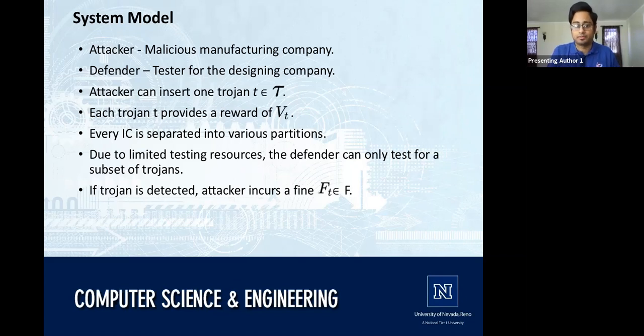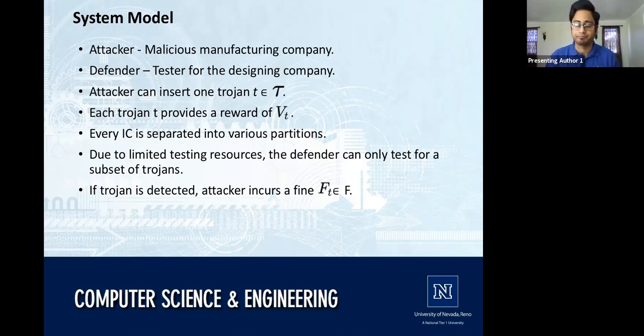Now, another important assumption, that has been made by a number of previous papers, is that every single IC is actually separated into various partitions. The reasoning behind it is that every single Trojan requires different operational parameters. Some Trojans may need more current, some may need access to a different voltage, some may need different temperatures, some may need access to the clock, an AND gate, an OR gate. Due to having various different operational parameters, every IC is separated into various partitions where a unique Trojan is placed on said partition.